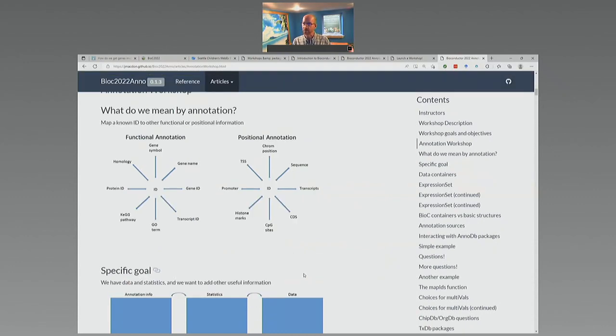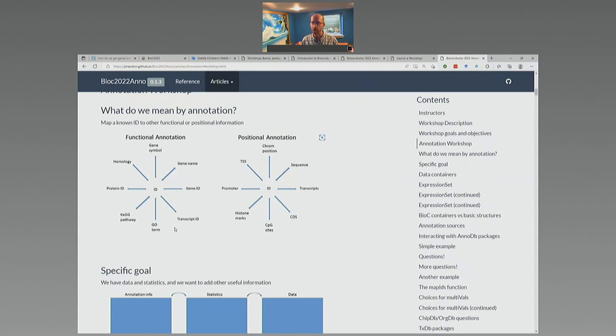The basic idea is here on the left. It's a sort of functional annotation. You've got the central ID that probably doesn't necessarily mean anything to you. Maybe it's just an ID like Ensembl 003625, not very meaningful. You might want to say, okay, I've got this ID and I want to know something about it, like what's the gene symbol, or what's the protein ID, or what's the gene name. So we have this sort of ID to other thing mapping.